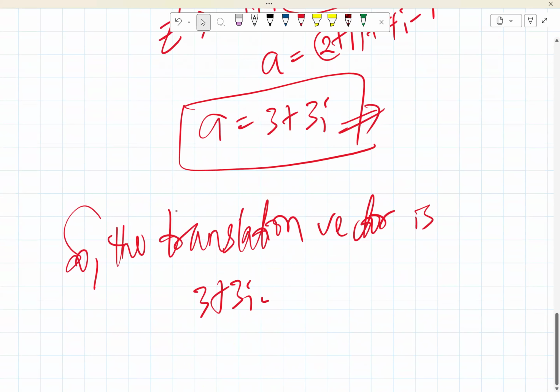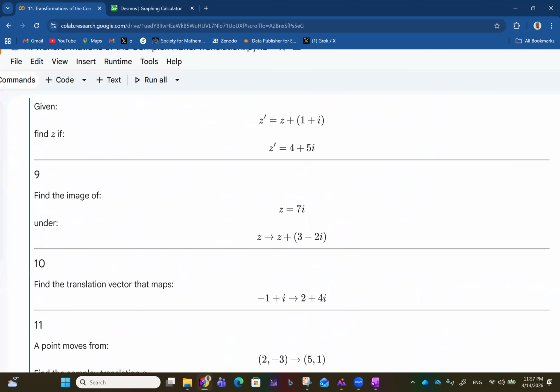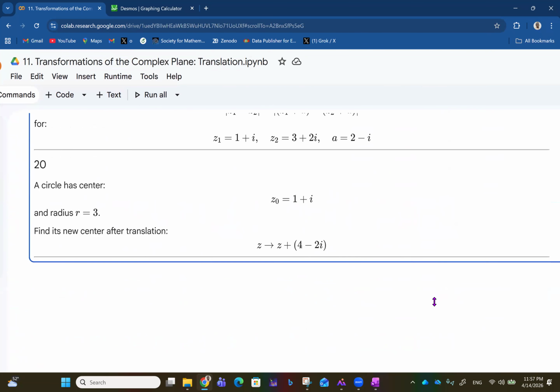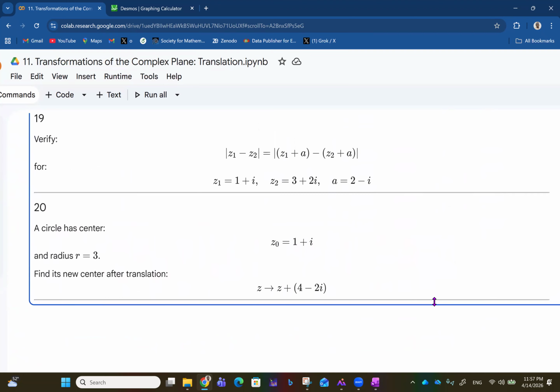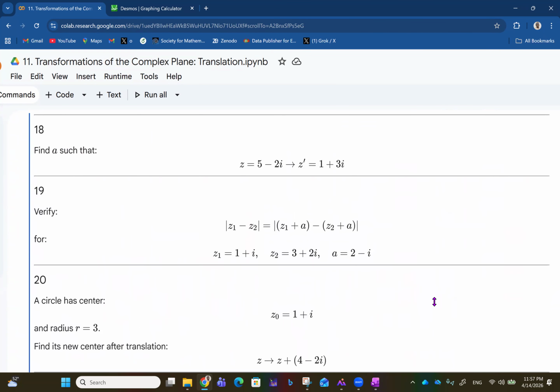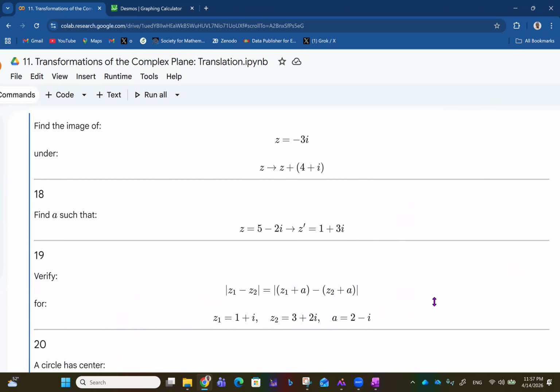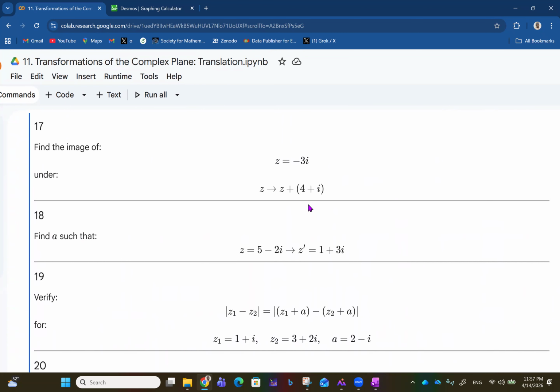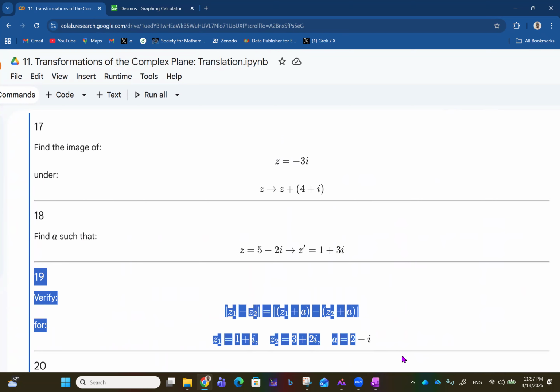Then I'll take the other question. I think I said I'll take question 18. Question 18 is just like the one I just did now. So this one here we are expected to verify this. Okay, well, I think I'll go for 19 then to verify this.